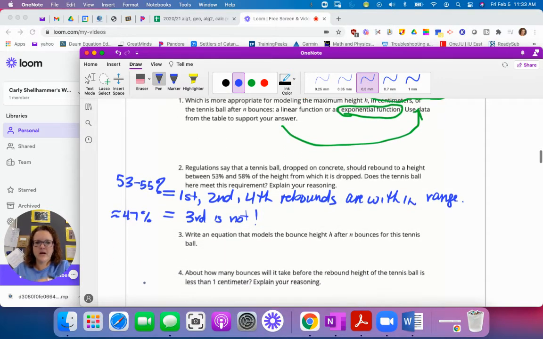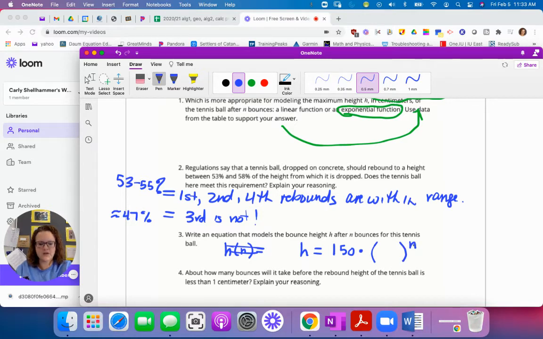Write an equation that models the bounce height h after n bounces for this tennis ball. So I know that expression, so I just need equation. So we're going to say the height, which is a function of the bounces. We don't have to do that though, because I just said equation, not function. So the height equals our initial amount times our factor raised to the n.